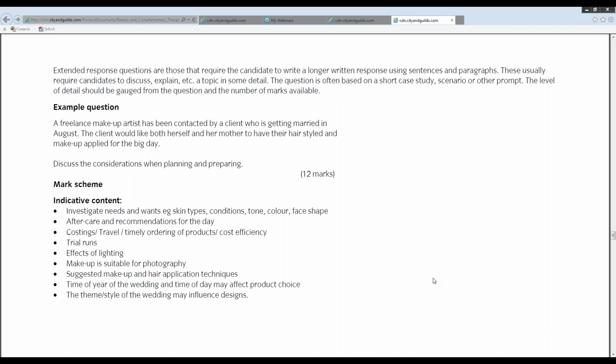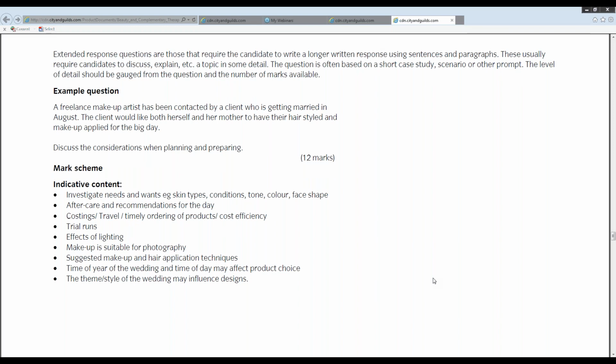They need to be talking about having a trial run. Effects of lighting. Makeup is suitable for photography. Suggested makeup and hair application techniques. Time of the year of the wedding, time of the day may affect your product choice if the wedding has a theme. So we've given you that indicative content which you can share with your learners.